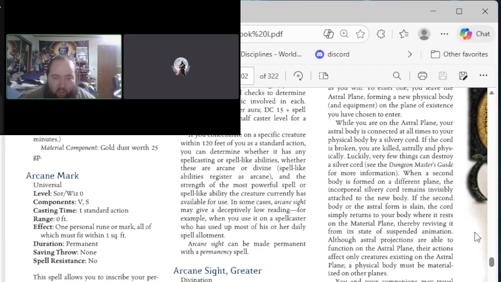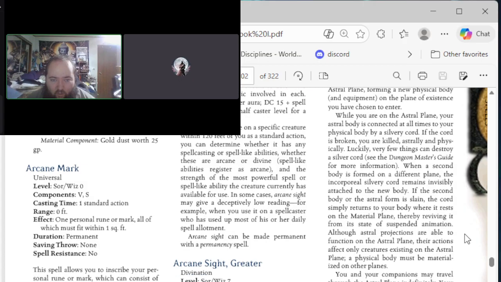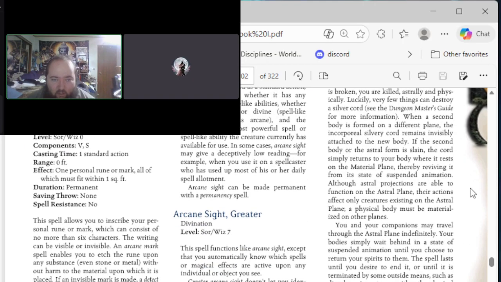If the second body or the astral form is slain, the cord simply returns to your body where it rests on the material plane, therefore reviving it from its state of suspended animation. Although astral projections are able to function on the astral plane, their actions affect only creatures existing on the astral plane. A physical body must be materialized on another plane.